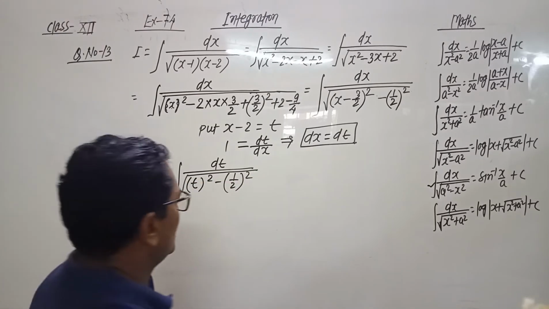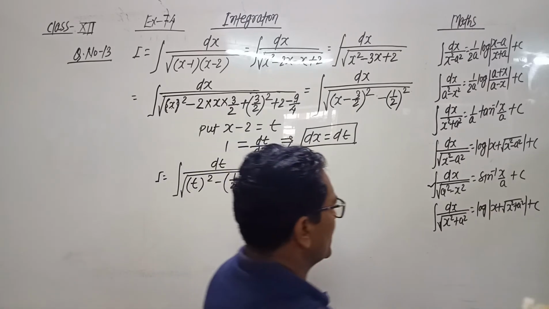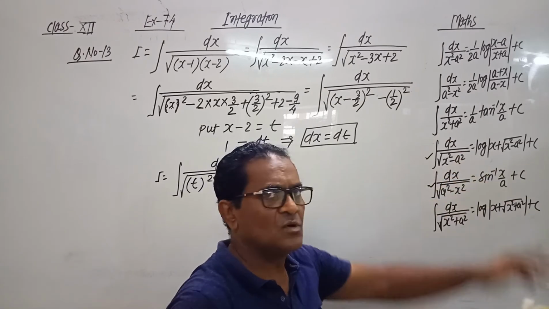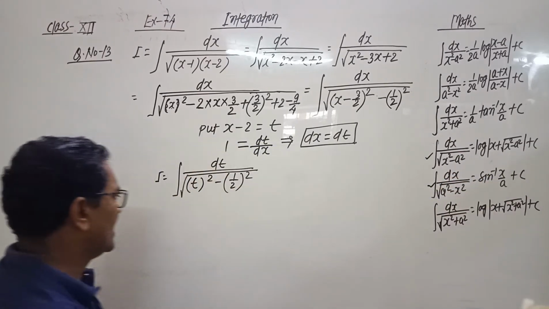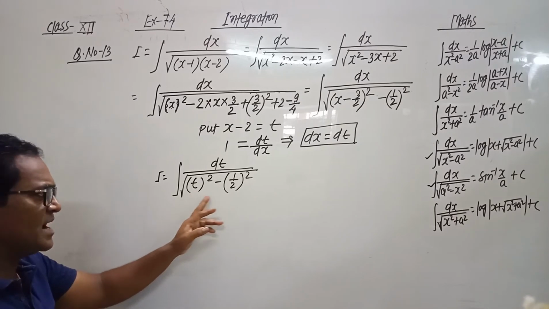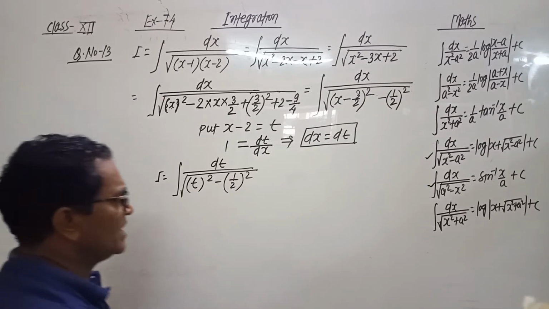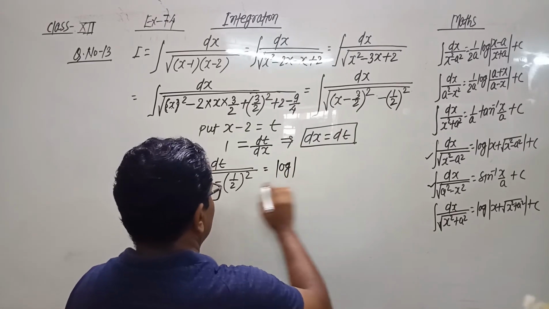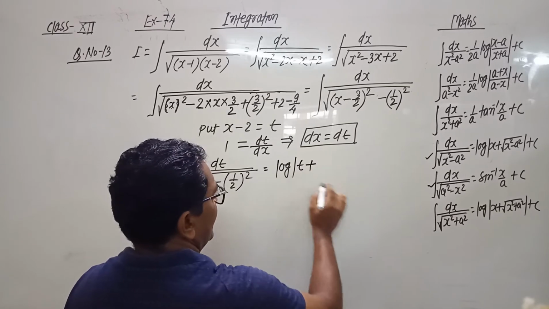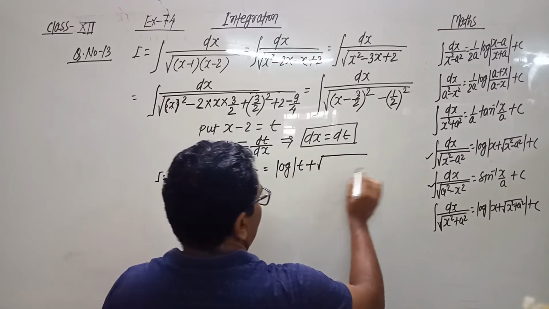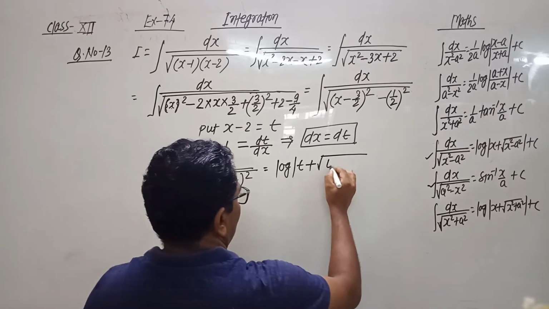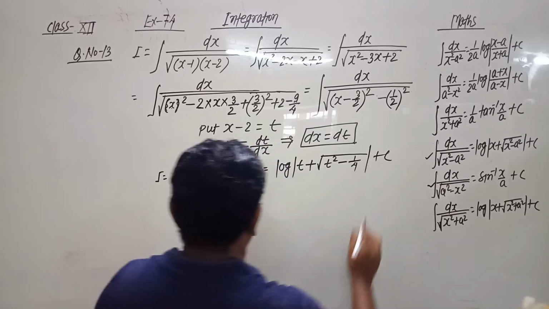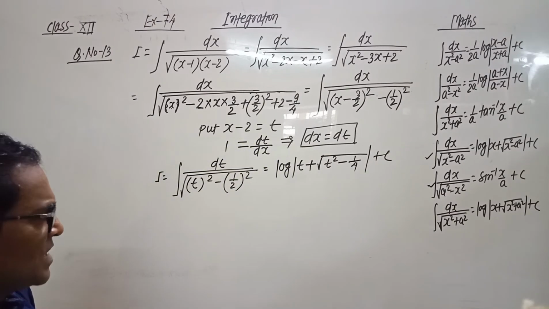Now this is the form dx upon root over x square minus a square. In place of x there is t, and in place of a there is 1 by 2. So write the formula log of x plus root over x square minus a square. X means we have to write t, so t plus root over t square minus a square, a square means 1 by 2 the whole square, 1 by 4.